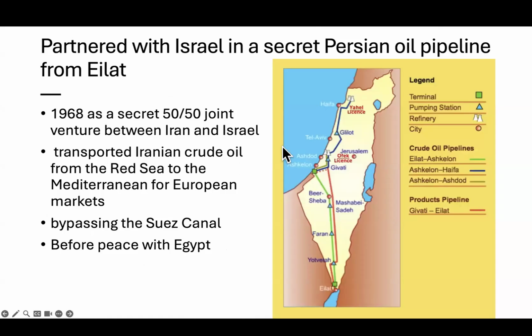So one point I want to make: after the Six-Day War, the Shah was still prepared to cooperate with Israel. There was a secret Persian oil pipeline, which still exists, that takes Persian oil from Eilat up to the Mediterranean, bypassing the Suez Canal. And that was established before Egypt and Israel came to terms. So the Suez was closed.